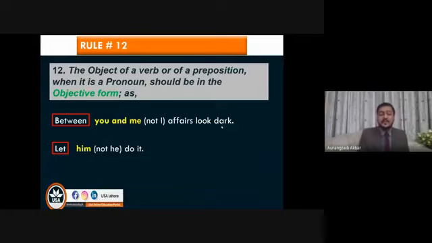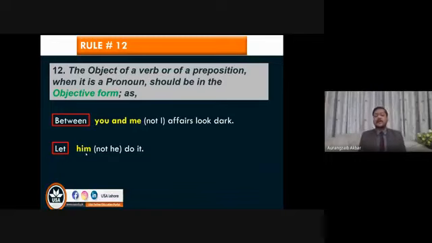It means we are using me as an object of the preposition between. That's why we have used the term me rather than I. So, between you and me, affairs look dark, rather than between you and I. The same is the case with this one: let him do it. Here, him is working as an object of the verb let. That's why we have used its objective form, him, rather than the subjective form, he.